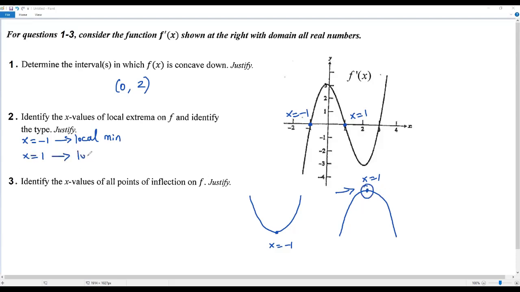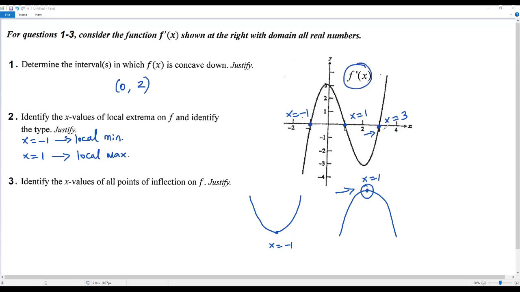Let me write it over here: local maximum. Okay, now let's consider another value of x where f prime of x changes its sign. Clearly it's x equals 3. On the left side of x equals 3, we have the graph of f prime of x below the x-axis. So this is negative, that means the slope is negative.